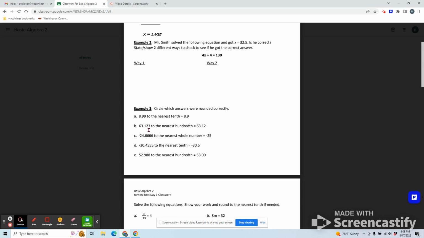Letter B, I'm rounding this to the nearest hundredth. All right, hundredth, that's 2 decimal places. So where my cursor is right above it, there's 2 decimal places. That means I'm looking at the 3 to tell me if I have to round up or whether it stays. Well, the 3 is less than 5, so it's going to stay. So 63.12. I would agree that is correct. It was rounded correctly. I'm going to circle letter B.